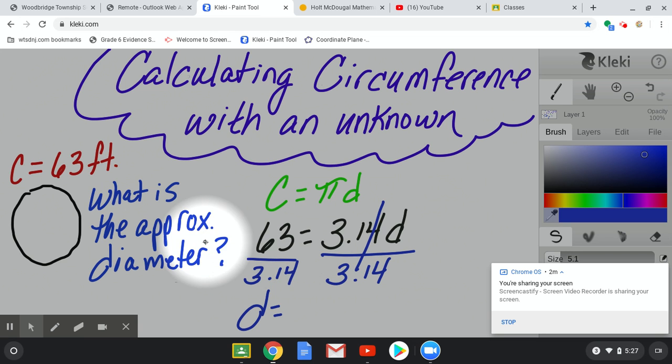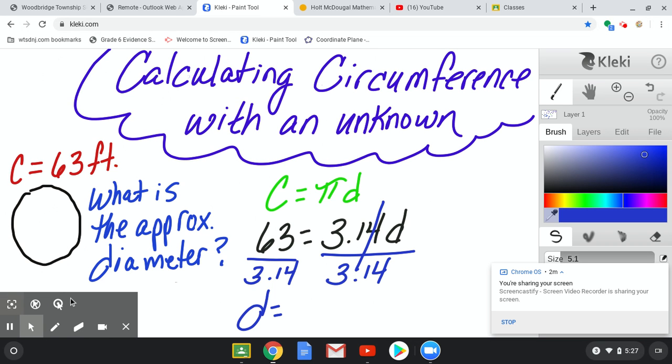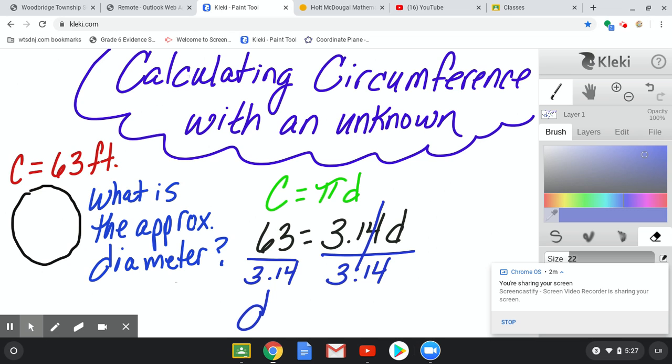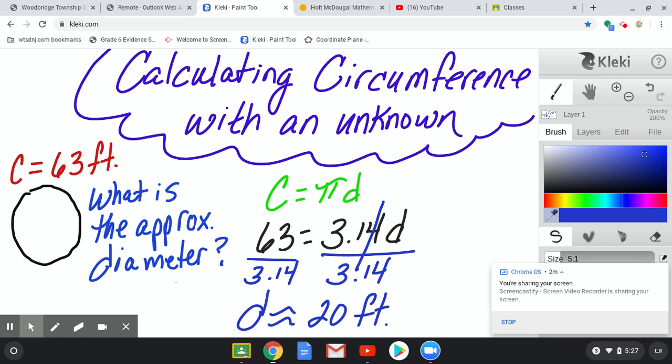Now remember, they're asking for the approximate diameter, so we are not using an equal sign here. So let me erase my equal sign, and I'm going to put my approximate symbol, because this is not exact, because we are using 3.14 for our pi. So in this case, our diameter is approximately 20 feet if we were to actually do the calculation on our calculator.